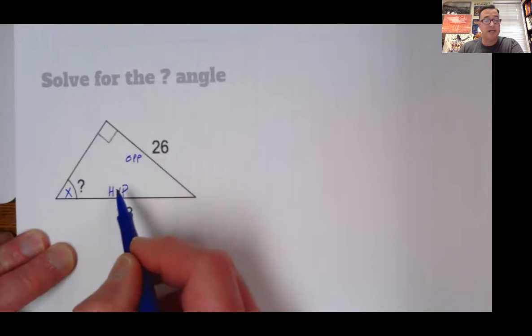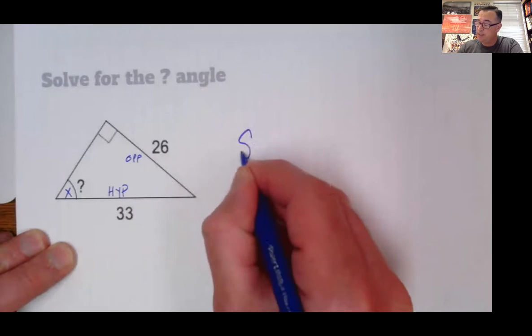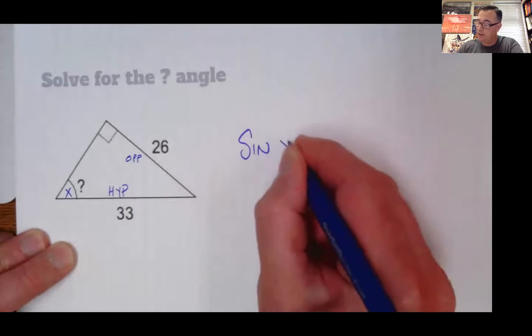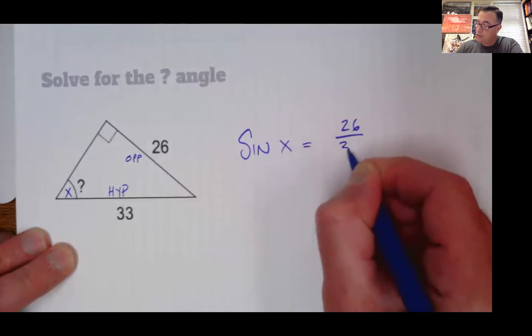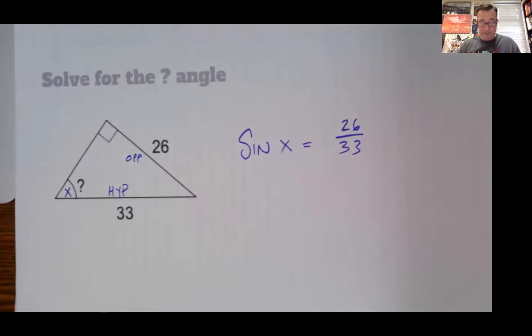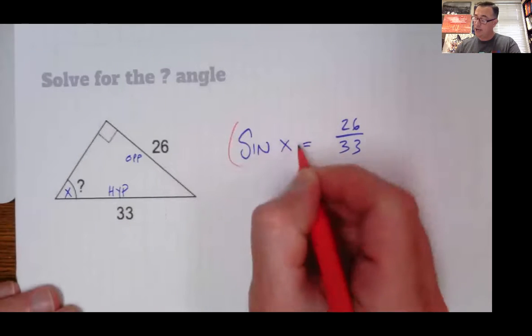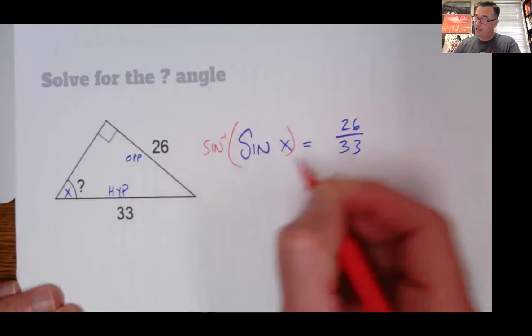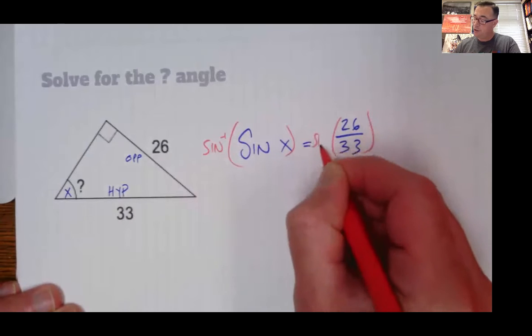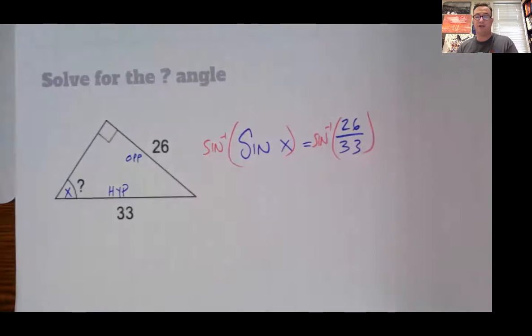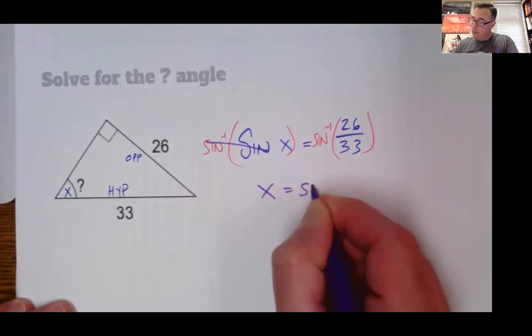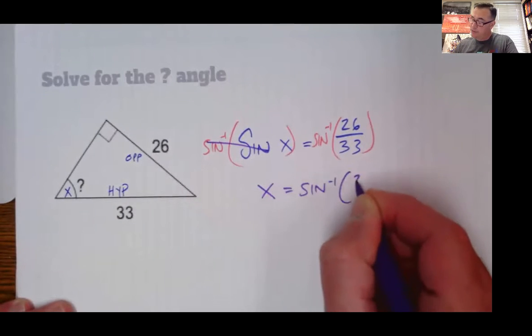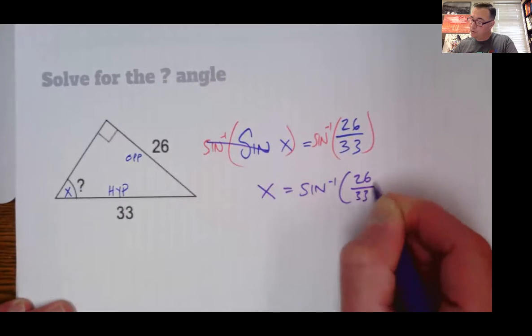So if we're using opposite and hypotenuse, that means we are going to be using the sine function. So the sine of angle X is going to equal the opposite over the hypotenuse, which is 26 over 33. Same general idea. If we want to cancel out our sine, we're going to have to use the inverse sine on both sides of our equation. I gave myself a little more space here so it didn't get so crammed. These two will cancel each other out and leave behind just my X. And what we'll be plugging into our calculator is the inverse sine of 26 over 33.